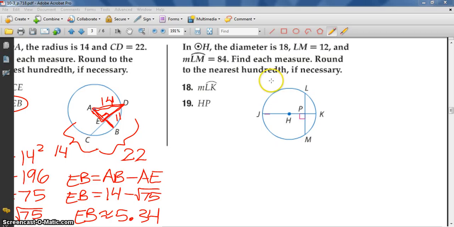This is section 10.3, starting on page 719, odds number 19. In circle H, the diameter is 18, LM equals 12, and the measure of arc LM is 84. Find each measure, round to the nearest hundredth if necessary. So mark in your given information first. The diameter is 18.